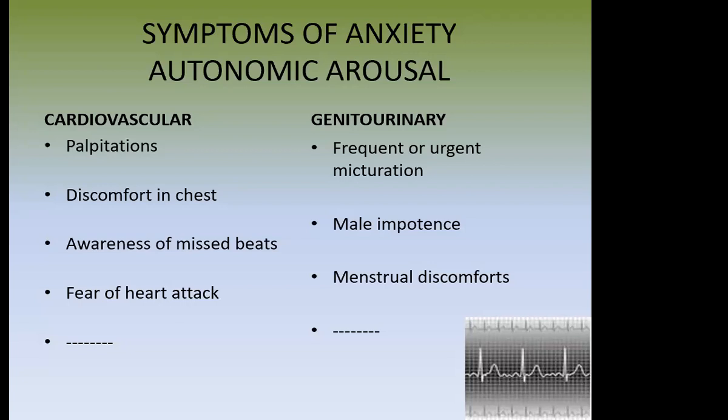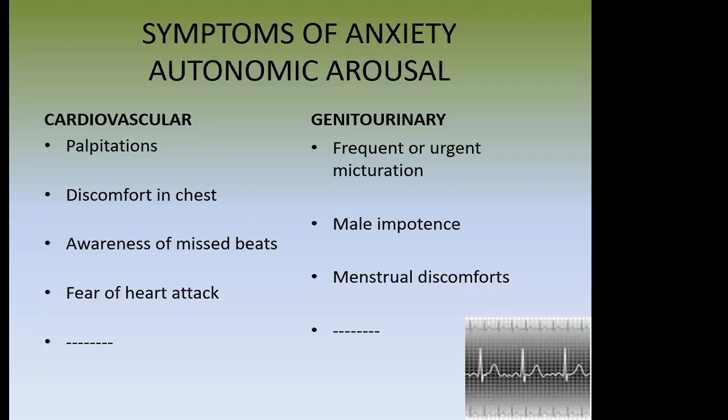Coming to the genitourinary: frequent or urgent micturition. In cases of males, impotency, meaning erectile dysfunction, and premature ejaculation as well. Menstrual discomfort in cases of females. And again, the dotted line shows that this is not complete. You can name any other symptom. You can learn other symptoms of anxiety as well.